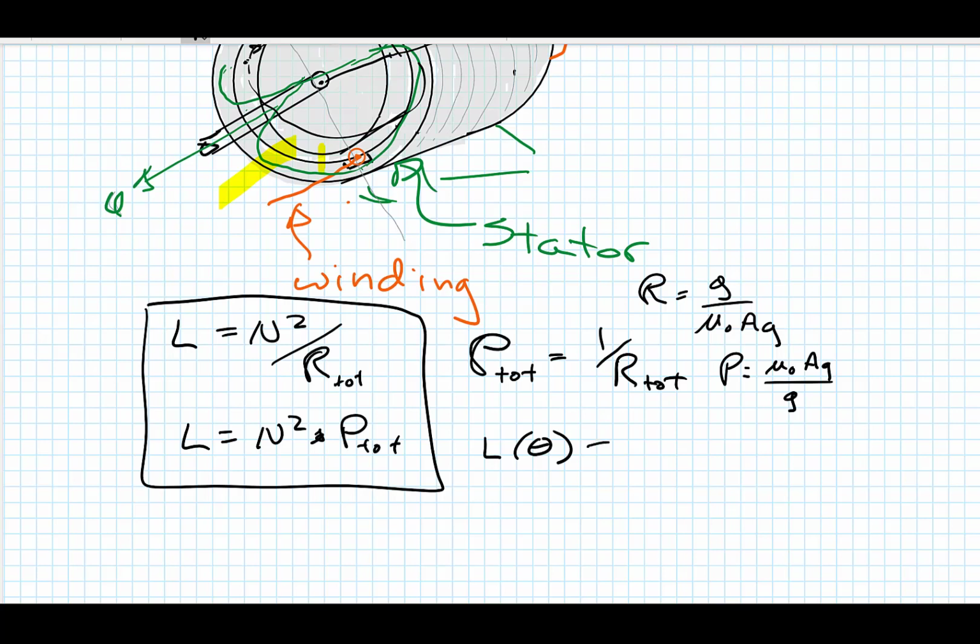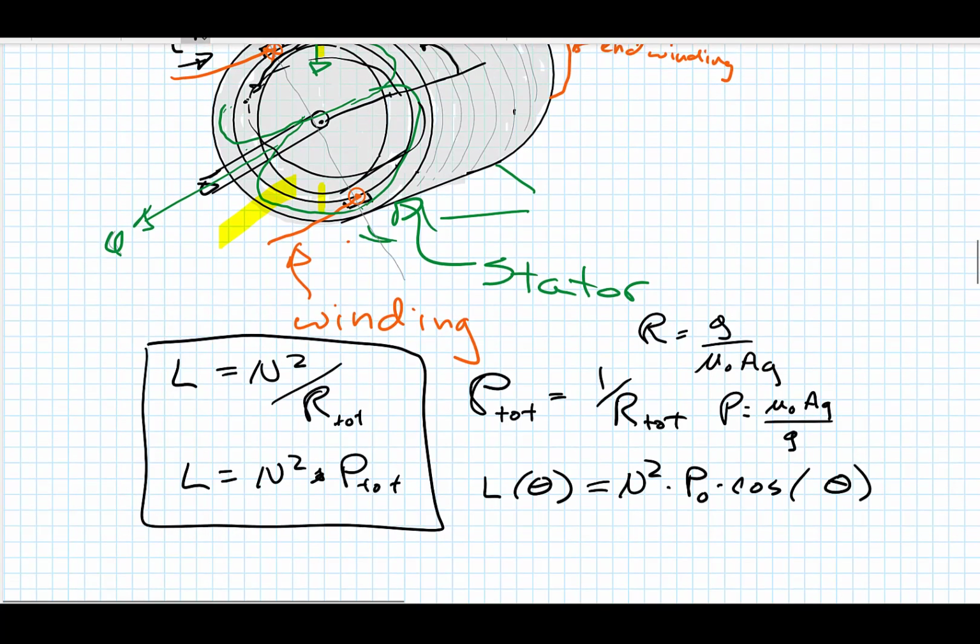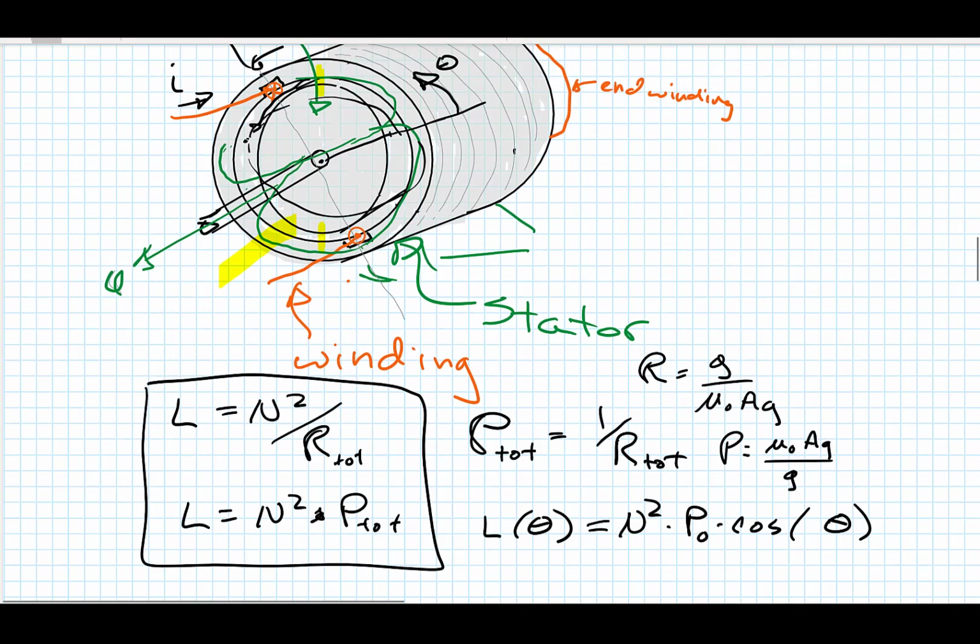So essentially what we're saying is that L is going to be equal to N squared times some P constant, and we could call it a cosine or a sine. And there's a variation with theta. Now, how many times do you think, just looking at this thing over 360 degrees, I'm going to see a maximum permeance and a minimum permeance?